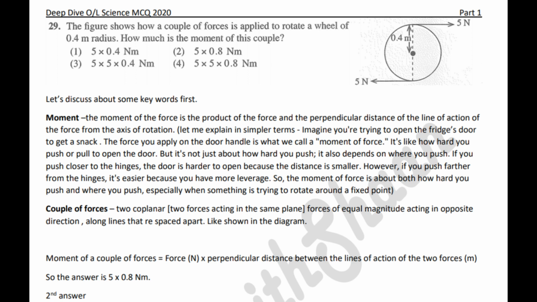Okay, let's calculate this. The moment of a couple of forces equals the force times the perpendicular distance between the lines of action of the two forces. So how far the forces are spaced apart. The radius is 0.4, so the whole thing is 0.8 meters. So 5 times 0.8 Newton meters is the answer. The answer is the second answer.